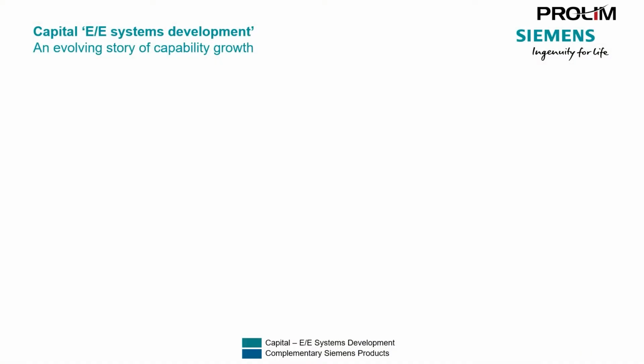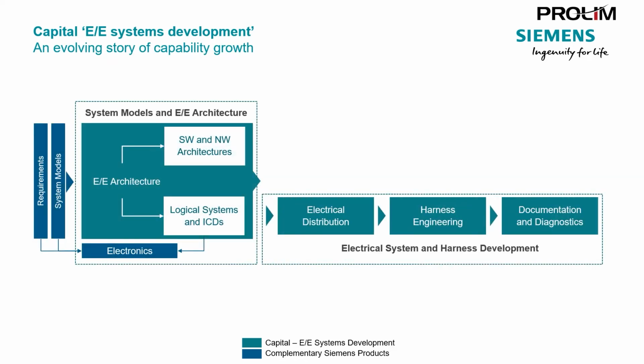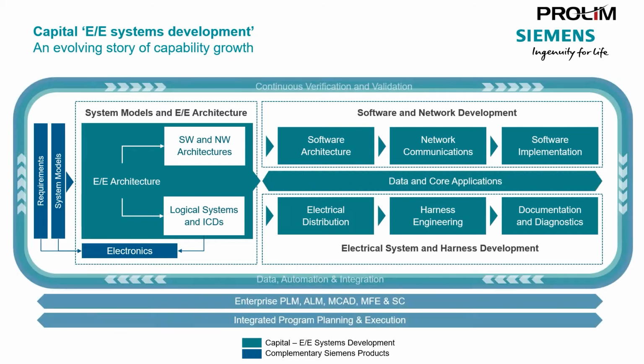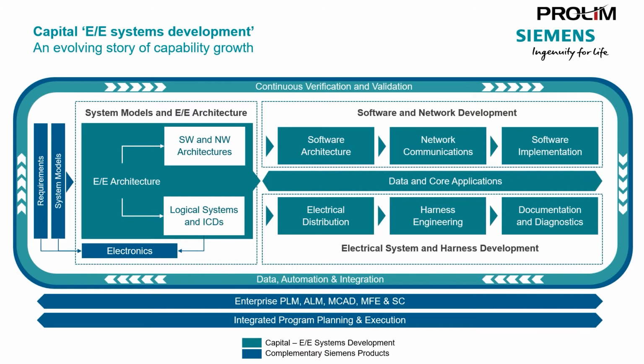So what Capital really is. A lot of people know it as an electrical design tool, but it's much more than that. It's much more than just electrical wiring and harness engineering. It's really a tool suite that starts at the system model level, that can capture functions and requirements and drive those down into different implementations, either into software and network development, or into electrical system and harness development, which is what a lot of people know us for, as our core set of tools.